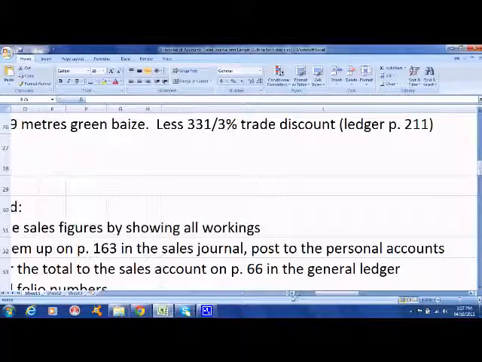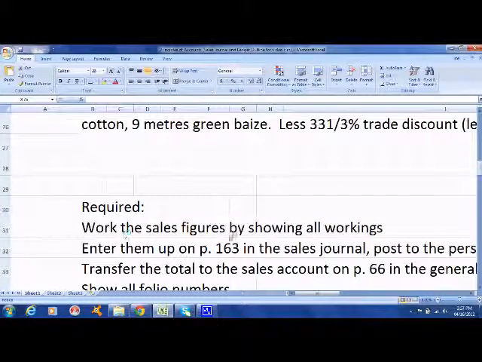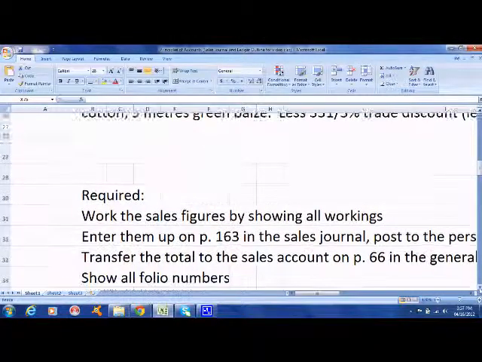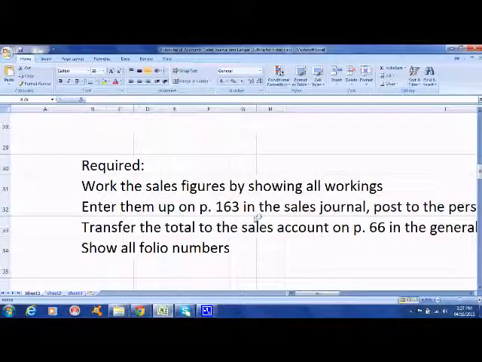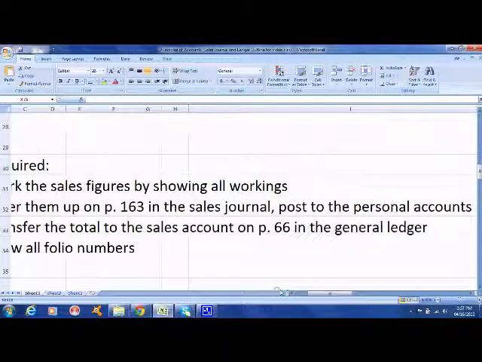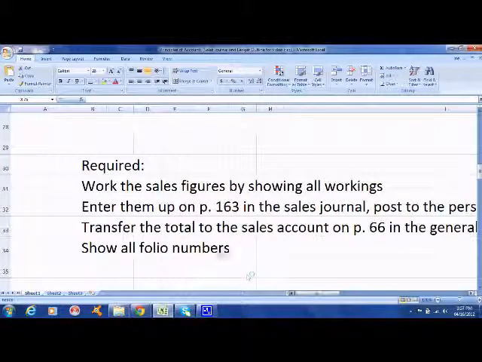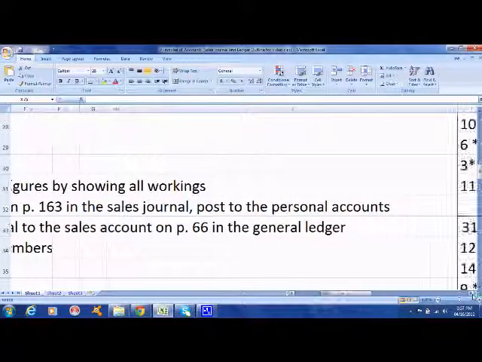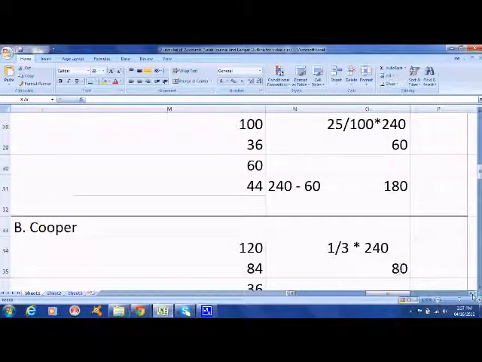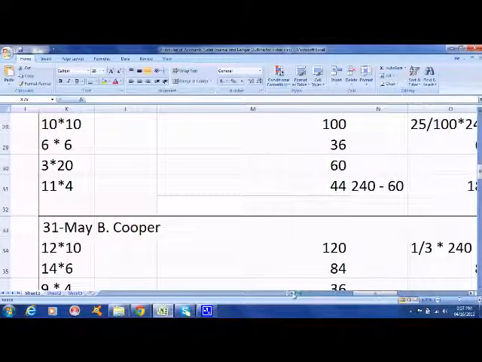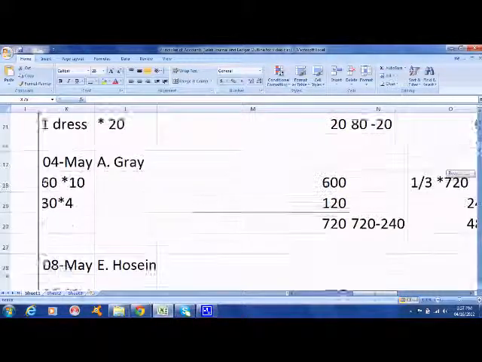Question: we are required to do what? We are required to work the sales figures by showing all workings, enter them up on page 163 of the sales journal, post to the personal accounts, and then transfer the total to the sales account on page 66 in the general ledger. Show folio numbers also. Let us go now. I hope you would have written down those questions.